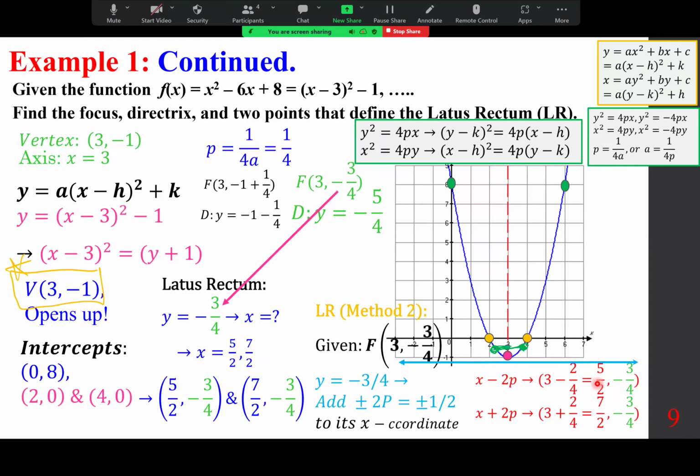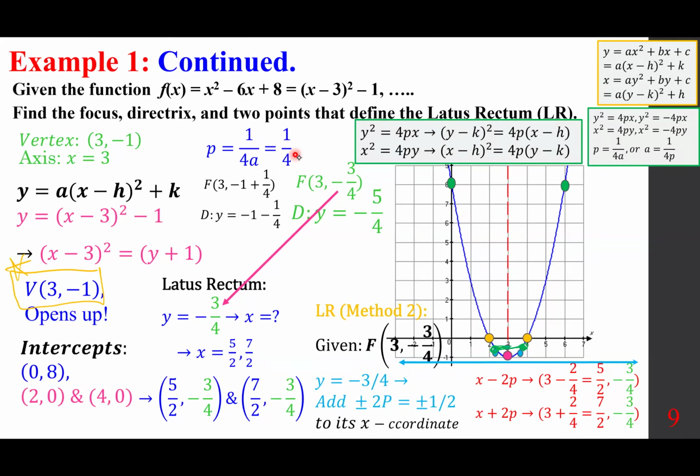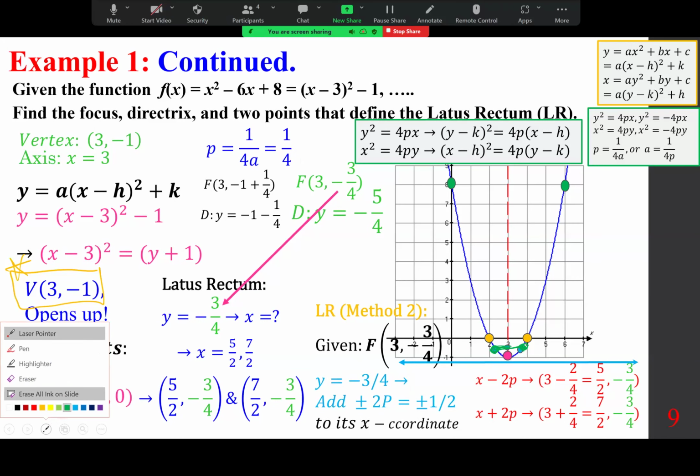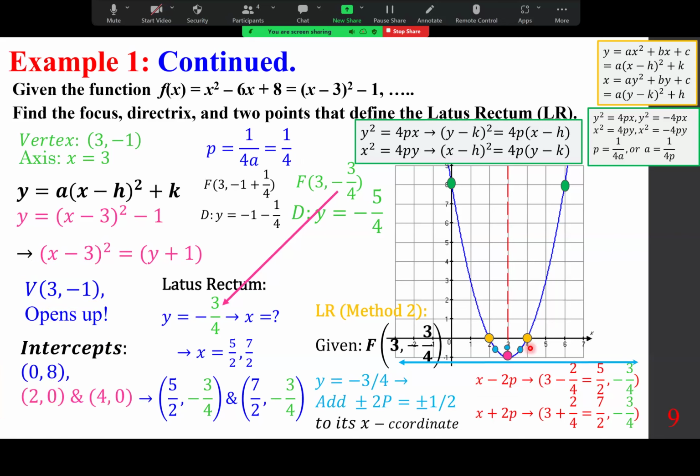Why is that? Because we've shown this distance is 2p, everybody. From here to here is 2p. Remember, for the latus rectum, the total length is 4p, half of it is 2p. So perhaps it's easier to go back to the focus and the x coordinate, and add and subtract 2 times p. That's the second method. So there are two methods that you are exposed to. You decide which method you want to use. So these are the 2 points we are looking for.